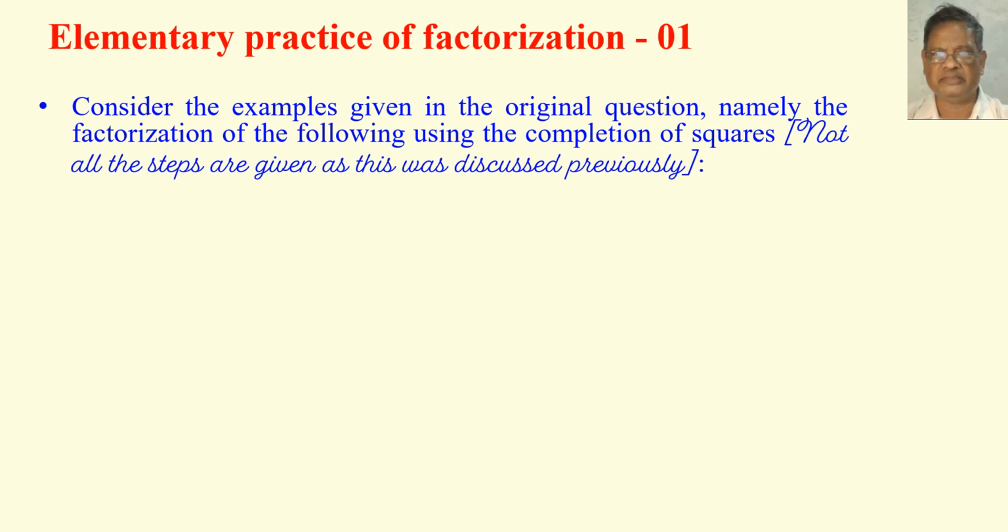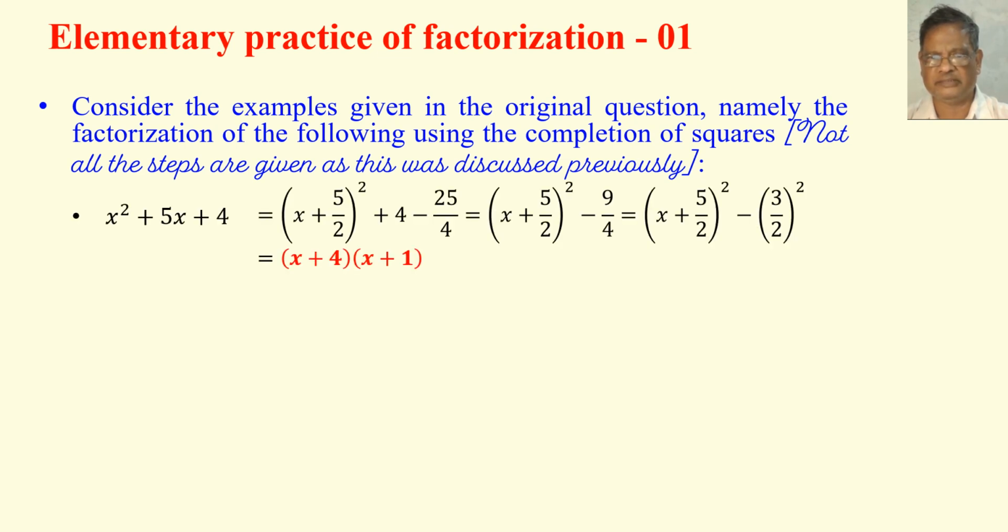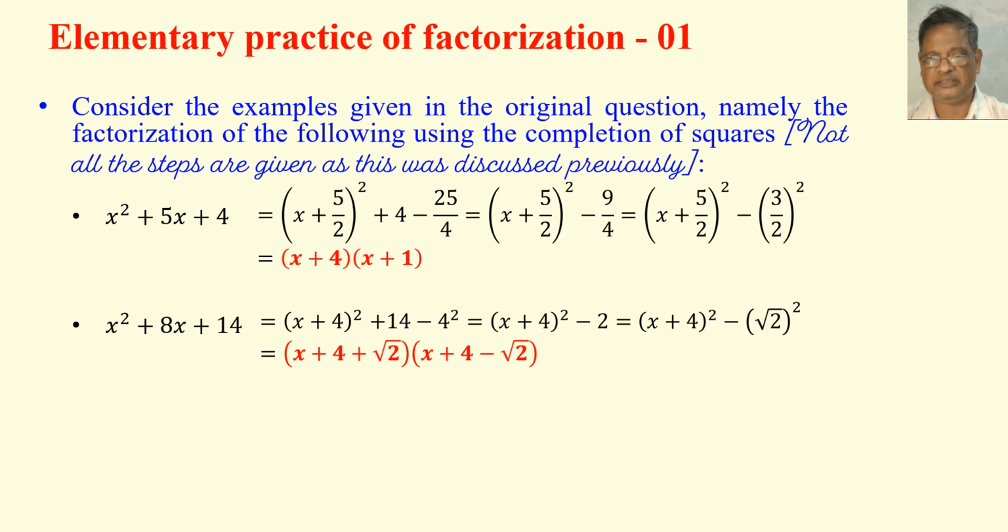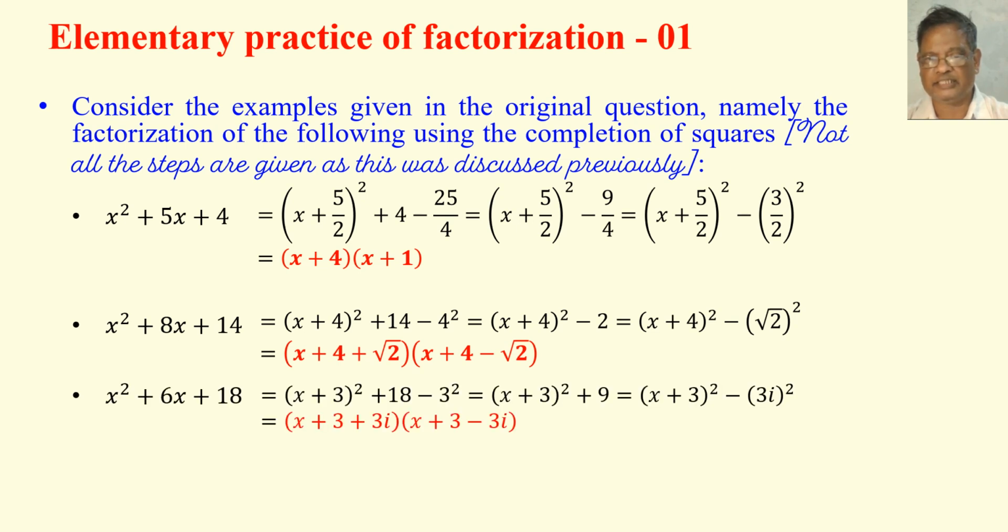Consider the examples given in the original question, namely the factorization of the following using the completion of squares. Not all the steps are given as this was discussed previously. x squared plus 5x plus 4 is equal to (x plus 4) into (x plus 1). x squared plus 8x plus 14 is equal to (x plus 4 plus root 2) into (x plus 4 minus root 2). x squared plus 6x plus 18 is equal to (x plus 3 plus 3i) into (x plus 3 minus 3i).